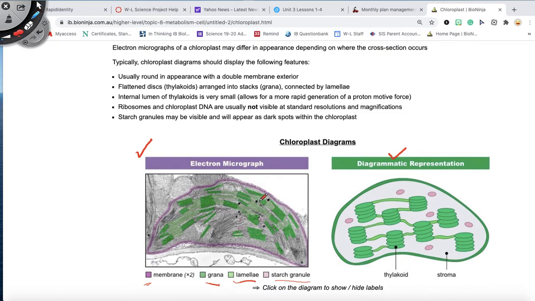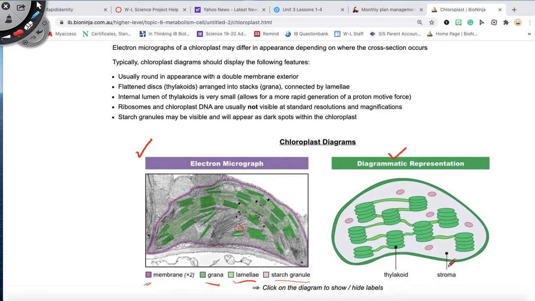All of these dark spots here are starch granules, but they color-coded them in light pink for you to be able to differentiate them. But these little dark spots here are also starch granules. And again, you see the same thing here, right? The stroma, which is the internal fluid cavity of the chloroplast. The thylakoids stacked into grana, and then the lamella connecting the grana for greater efficiency.